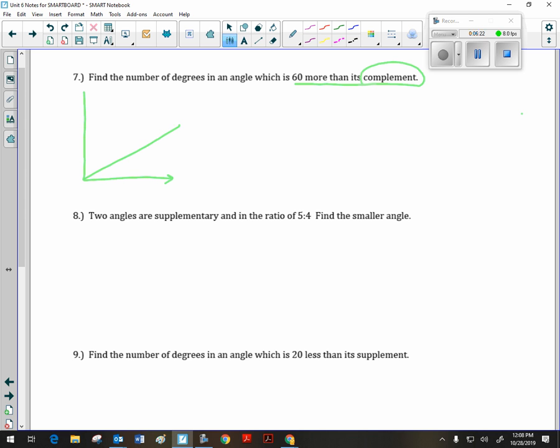So what ends up happening in this is I have an angle that's the complement that I'm going to label as x. And then I have another angle that's just the angle that's 60 more than that complement. Together, though, don't forget, these two angles have to add up to 90 degrees. So the complement plus the angle itself has to equal 90.